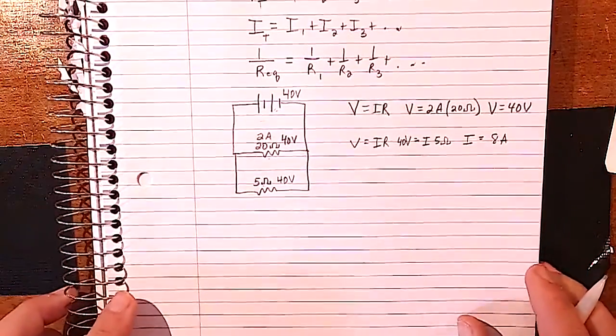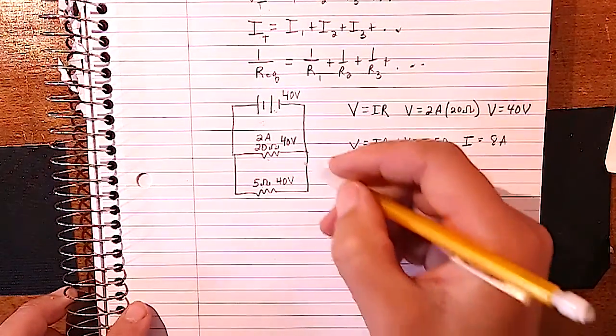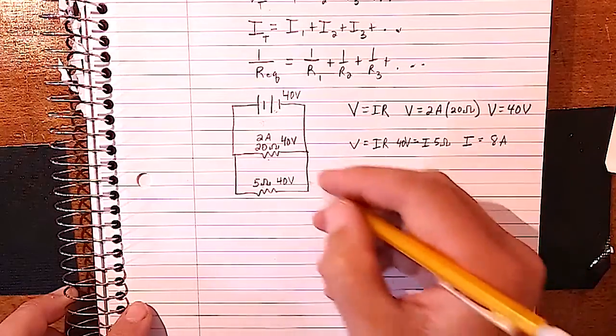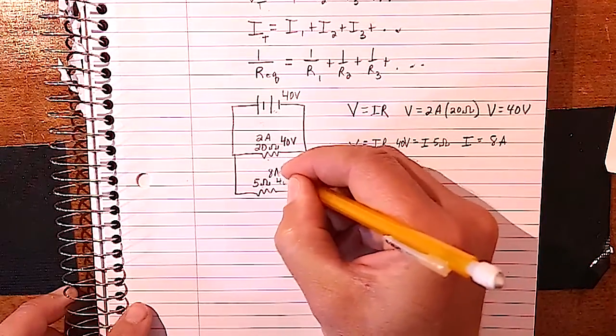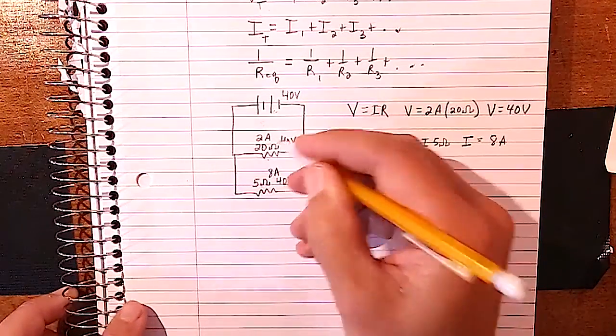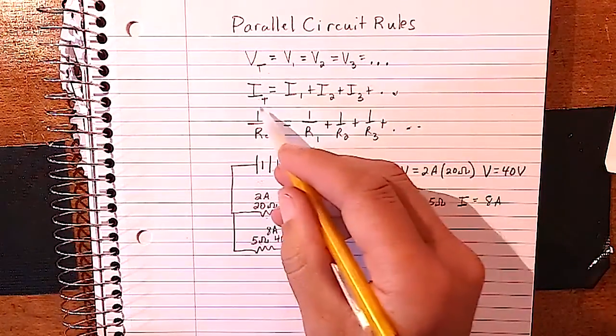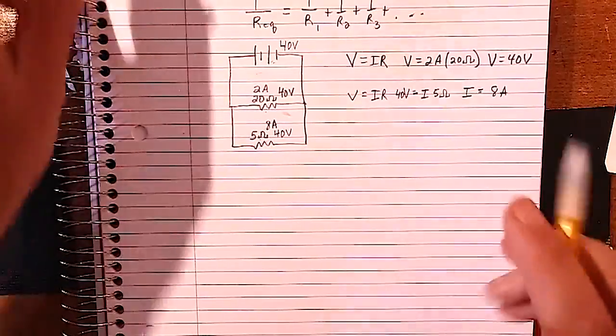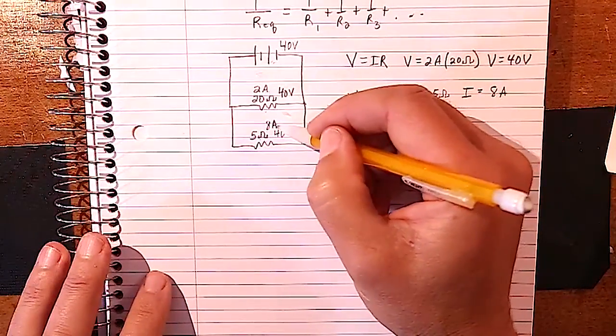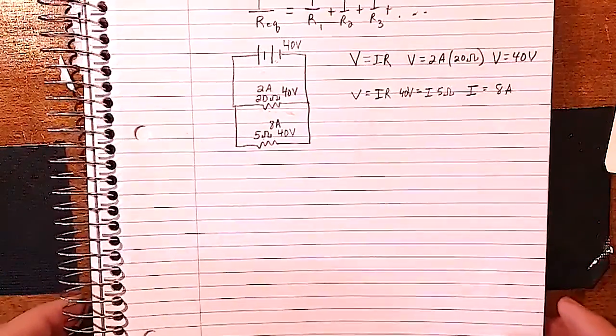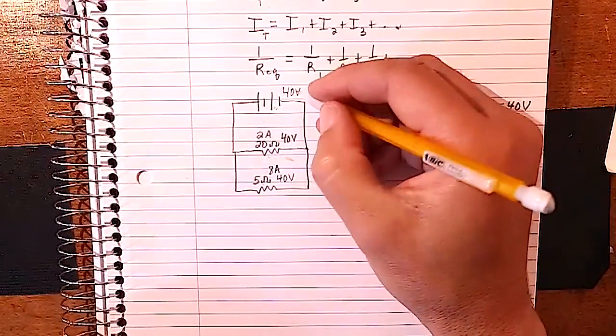And we can do the totals up here because we know that the currents must add up. So if this is 8 amps and this is 2 amps, the current rule says add up the currents to get the total current. So what do we have here? We have 2 plus 8, so the total must be equal to 10.